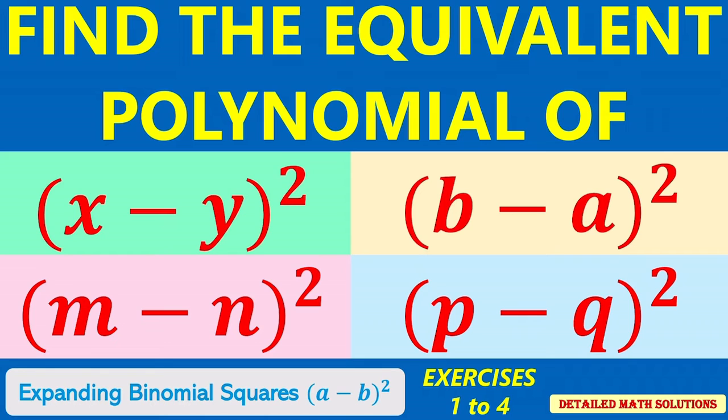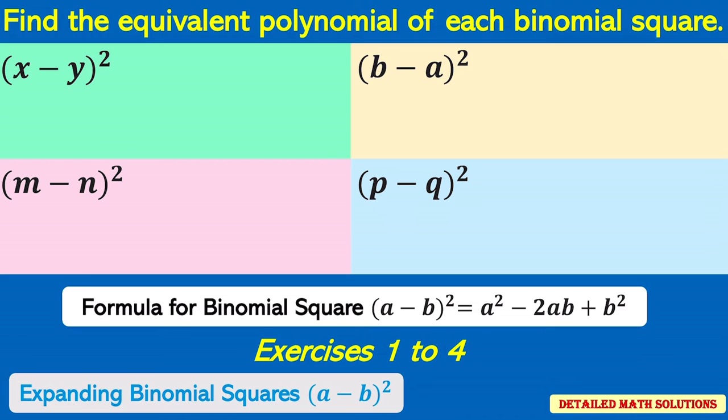In this video, I'm going to write step by step how to find the equivalent polynomial of each binomial square displayed on the screen. To solve these exercises, I am going to use the formula for binomial square: a minus b in parentheses squared equals a squared minus 2ab plus b squared.